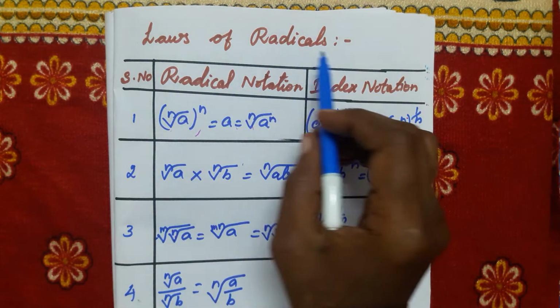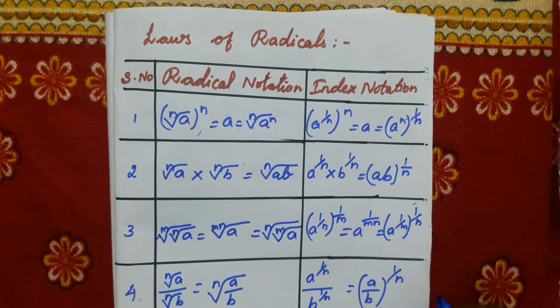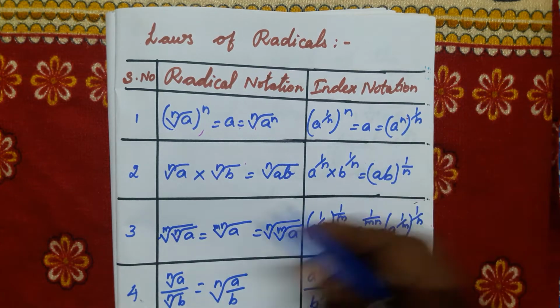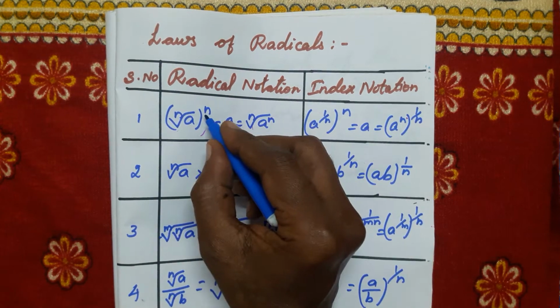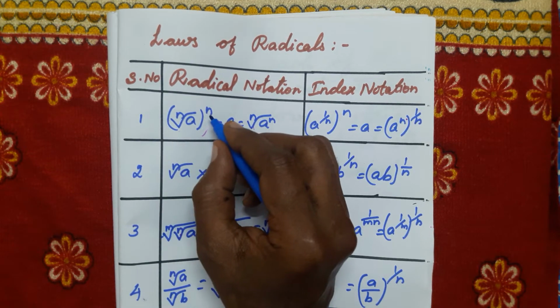Next, laws of radicals. In the previous class, I have explained. Once again, shall we recall that? Radical notation, index notation. Nth root of a power n. Nth root of a, the whole power n.